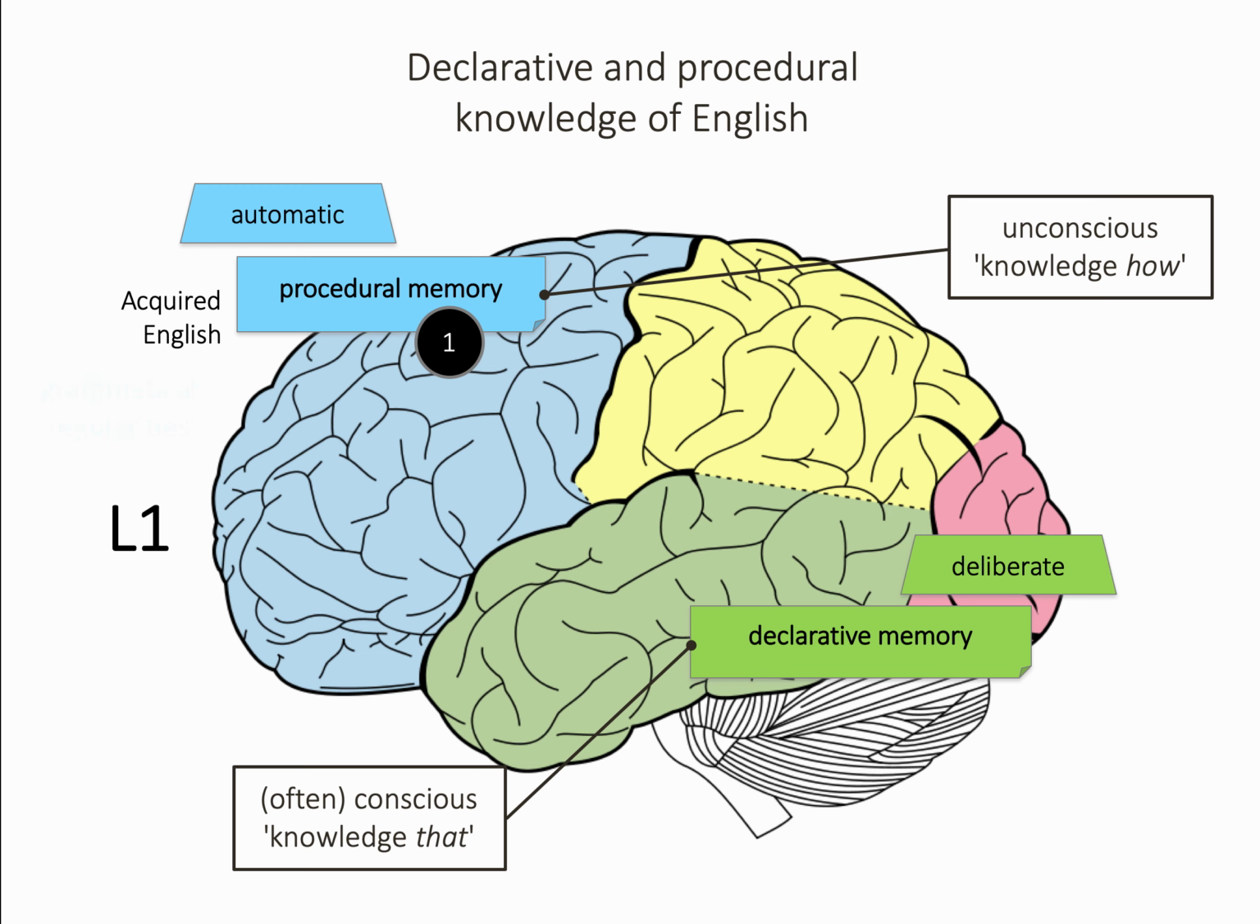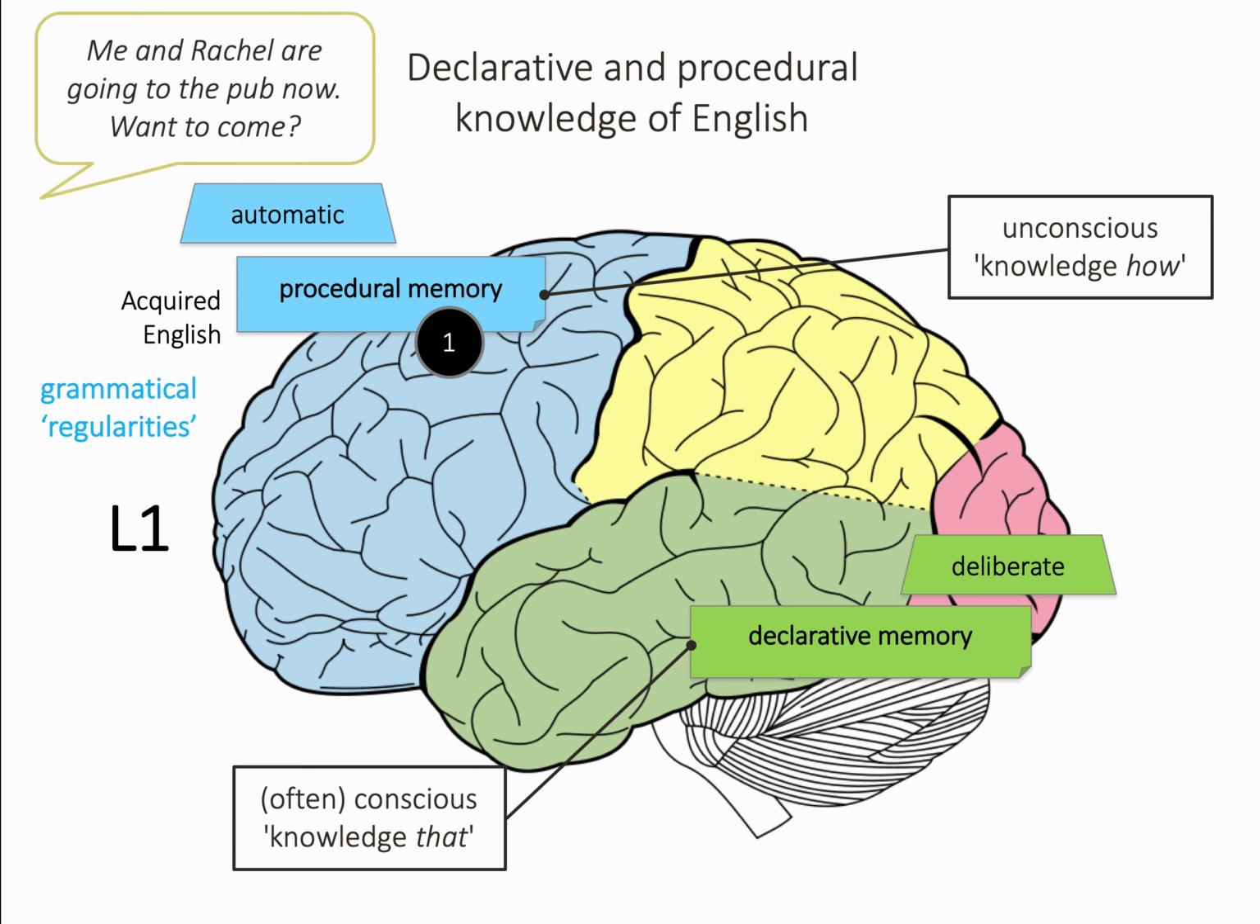It's derived from the regularities that each infant detects in the input they're exposed to in meaningful interactions. For the vast majority of L1 users, including me, this isn't standard English, but rather a dialectal register which has grammatical features that are unstandardized. For example, I say things like, "Me and Rachel are going to the pub now," rather than the more proper "Rachel and I."